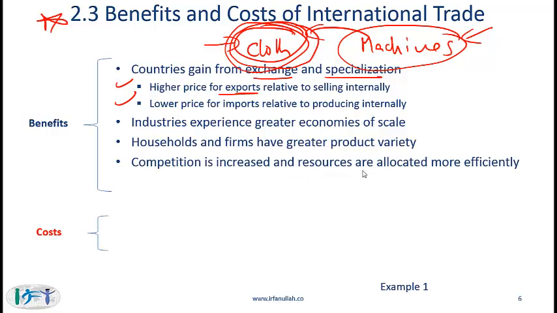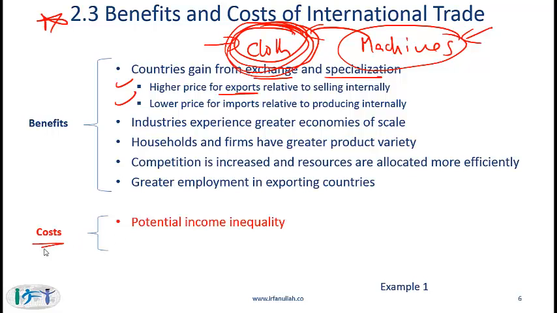Competition is increased and resources are allocated more efficiently. When there is competition, then companies in a given country are also competing with companies in the global market, and that will force companies to either become more efficient or go out of business. There is greater employment in exporting countries. There will be, in this example, more employment in the clothes industry because this industry will have expanded.